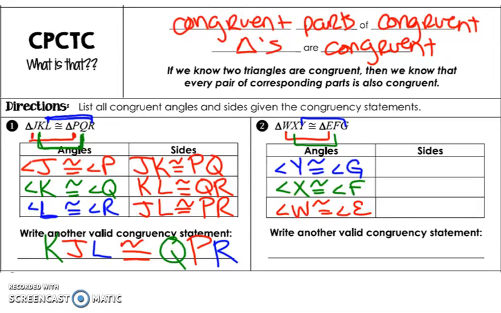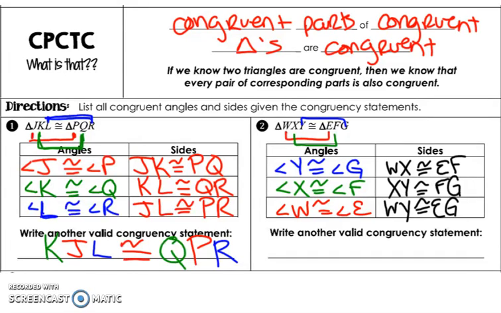Now, as far as the sides go, if I have WX, WX is congruent to EF. If I do XY, XY is congruent to FG. And if I do WY, WY is congruent to EG. Again, use colors if that's going to help you. If you're the type of student who needs to draw a picture, draw the triangle out.